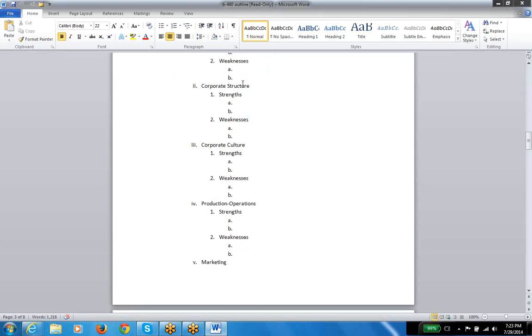Corporate culture, not the same as structure. Corporate structure is like the org chart. Corporate culture is, what's it like to work here? Is everyone uptight? Is everyone upset with everybody else? Are we all loaded up with silos? Are we one big happy family? Do we make yogurt so the corporate culture is yogurt? That's a joke for those of you that eat it.